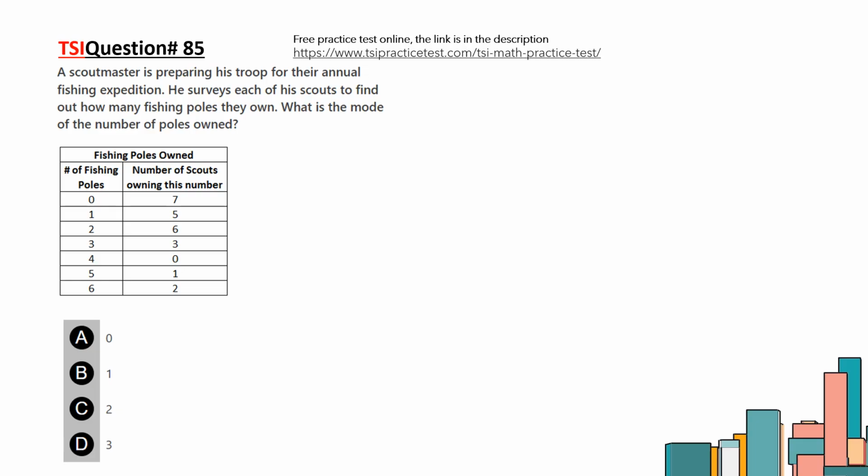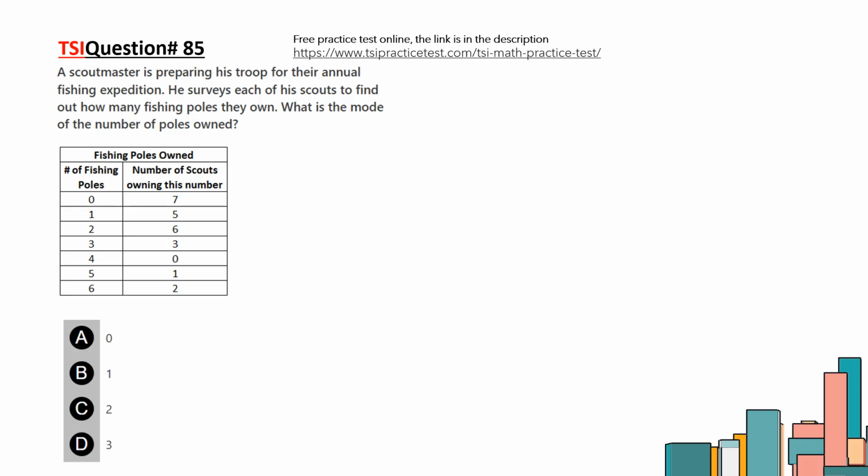A scoutmaster is preparing his troop for their annual fishing expeditions. He surveys each of his scouts to find out how many fishing poles they own. What is the mode of the number of poles owned?